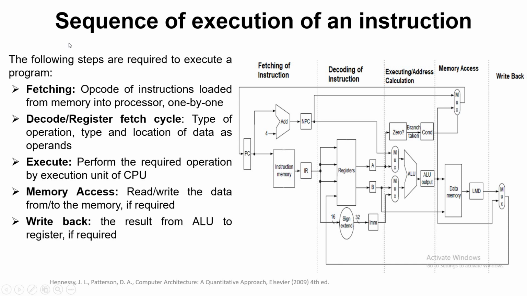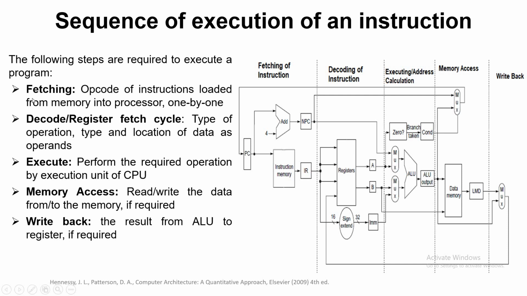As we know, to execute an instruction, we have to follow certain steps, and these are the steps. Initially, whenever we want to write a program, we have to store the program in the form of instructions in the instruction memory. And whenever we want to execute any instruction, we have to fetch the opcode of the instruction from the instruction memory and load it to the processor.